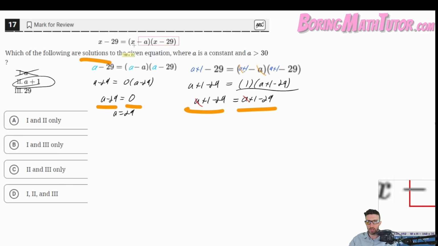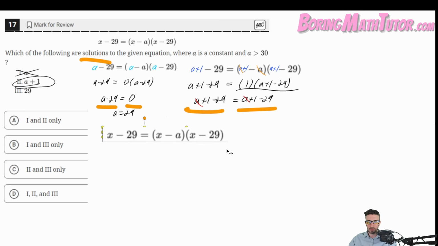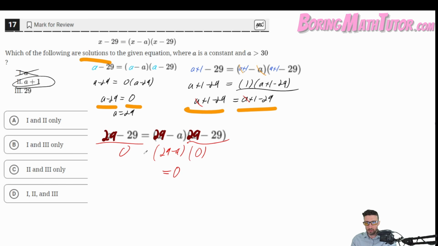And then we just have one last one where we just have to replace each of those x's with 29. Now, if I do that, what's going to happen on the left side is you get 0. What's going to happen on the right side is you also get 0. You get 0 times 29 minus a, which will be 0. So yes, you will get 0 equals 0, which means the left side will equal the right side, which means that it is a solution. So 2 and 3 is what we're looking for here.